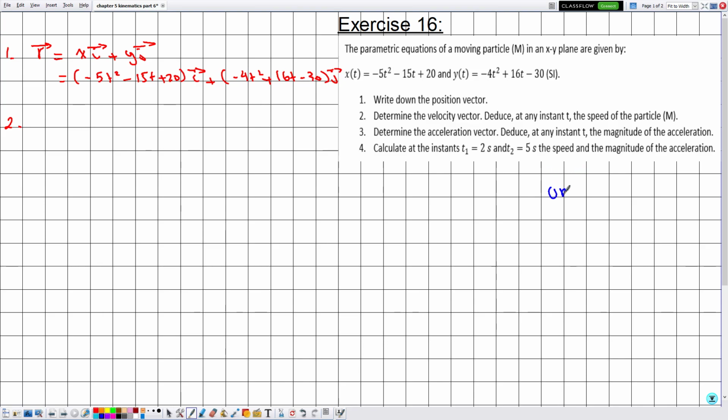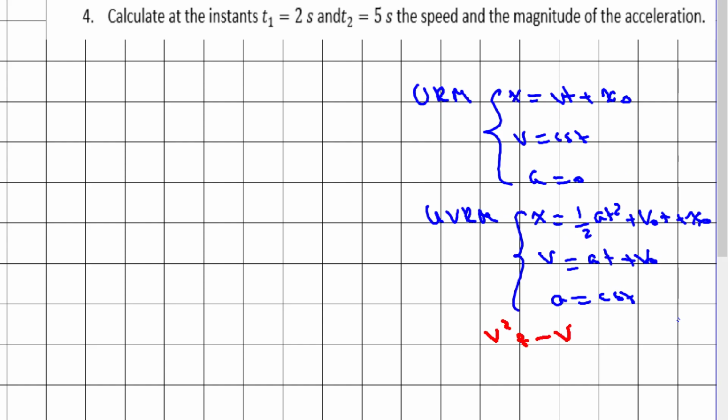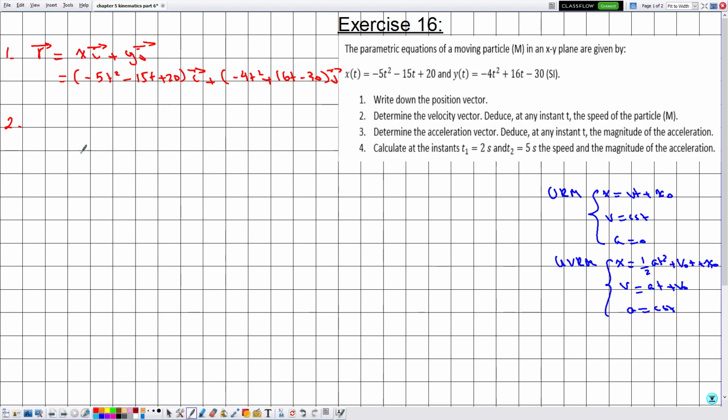Now in the case of URM, we have that x is equal to vt plus x0, v is equal to a constant, and the acceleration is equal to 0. In the case of UVRM, we have that x is equal to half at squared plus v0t plus x0, v is equal to at plus v0, and the acceleration is equal to a constant. Another equation is given by v squared final minus v squared initial is equal to ad, but this is not considered an equation of motion, although it exists for the UVRM. Now, let's start by studying the motion along the x-axis.